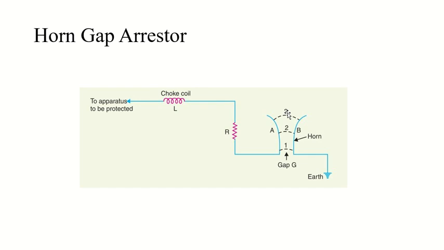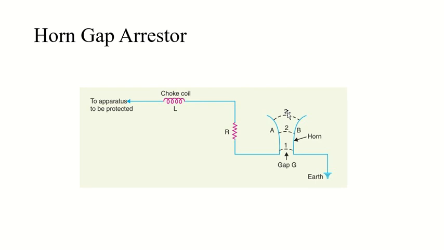Now what are the limitations of this? Bridging of the gap by some external agency, like a board, anything, can render the device useless. If this gap gets bridged, if a board is sitting over here, this is a big limitation of the horn gap arrestor. The second point, the setting of the horn gap is likely to change due to corrosion or pitting, and this adverse effect is very significant on the performance of the arrestor itself. So you have to take care of corrosion as well.